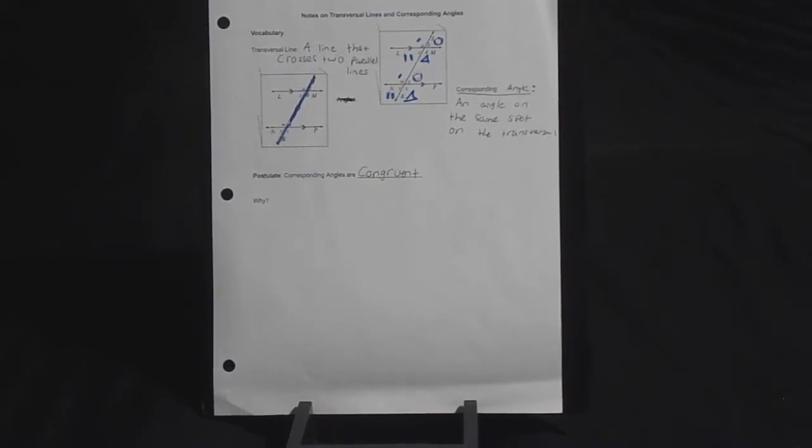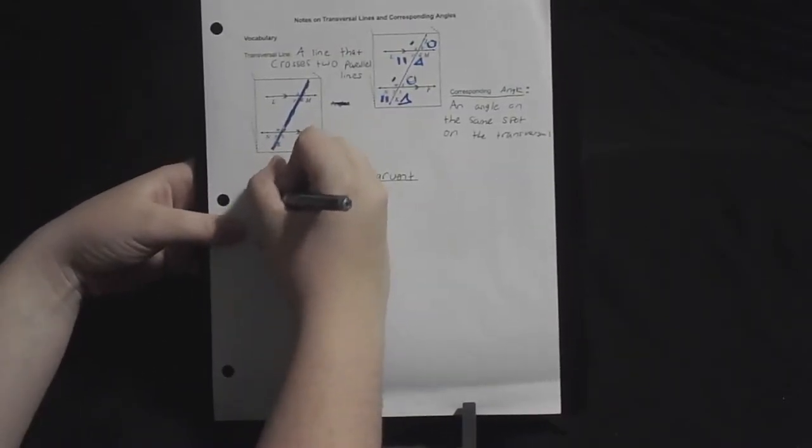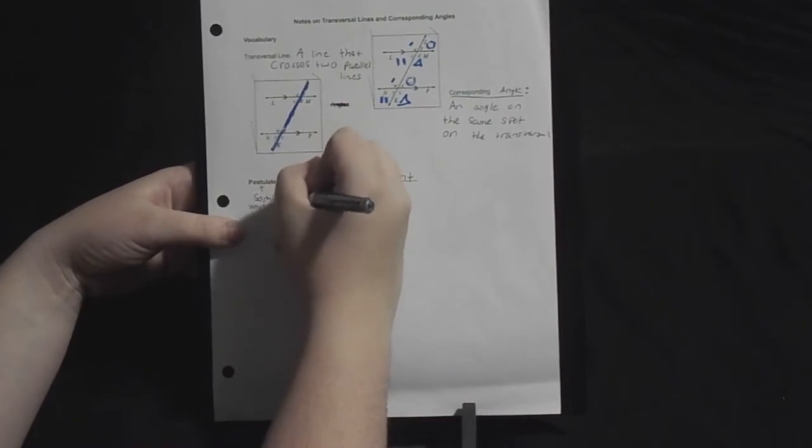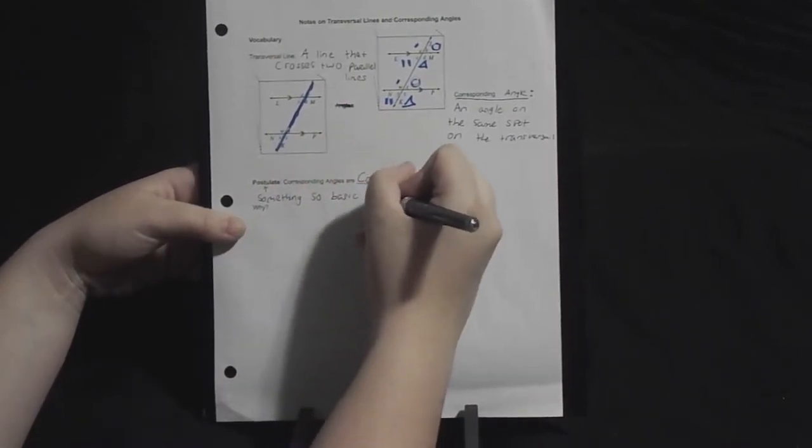So, I promised you that everything I told you, I'd prove to you why it was true. However, for corresponding angles, there isn't a proof. It's something called a postulate. So see that bolded word? And what a postulate is, is something so basic, it has to be true.